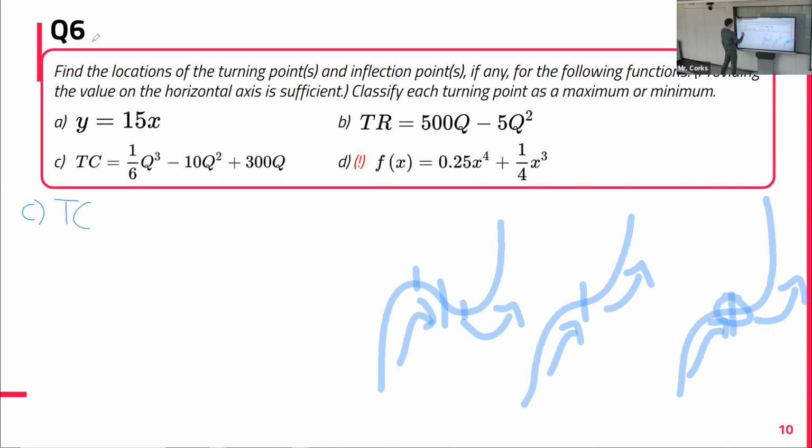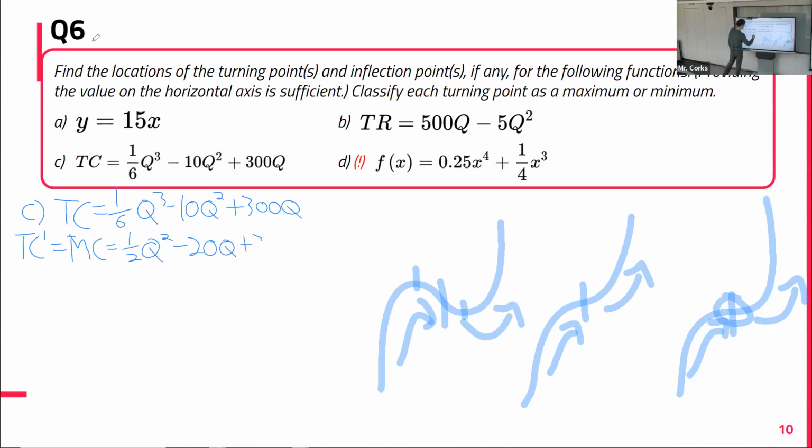All right, so our original function, total cost, 1/6q cubed minus 10q squared plus 300q. And our first derivative, marginal cost, 1/2q squared minus 20q plus 300. And we set this equal to 0. And if we want to try to solve this, what would we do?